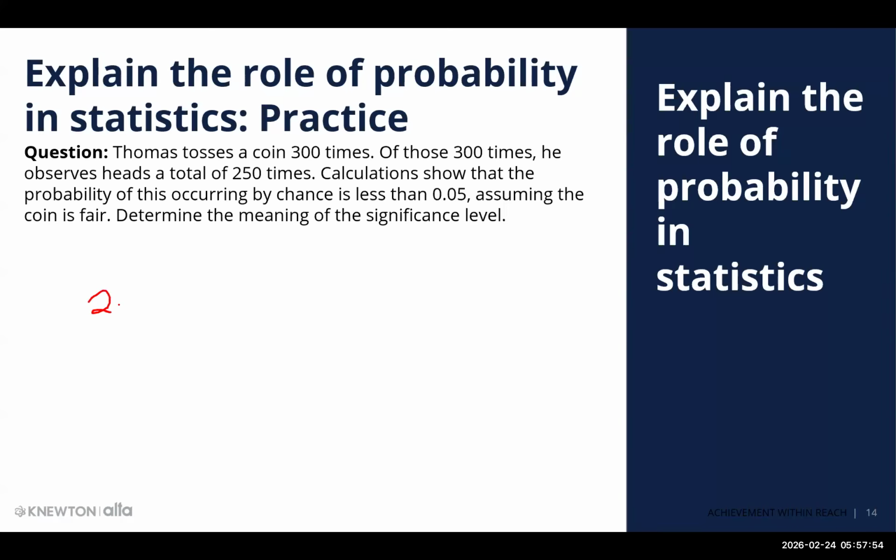Wow, so 250 out of 300. That's definitely not what you expect from a fair coin. So this is 25 out of 30, which is 5/6 of the time. And you're actually expecting a 50/50 chance.